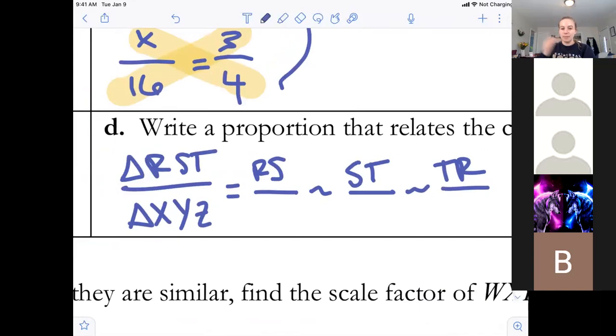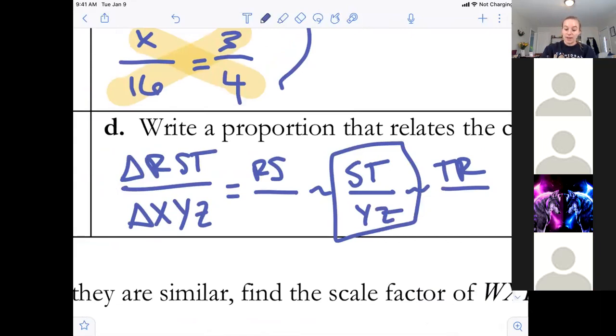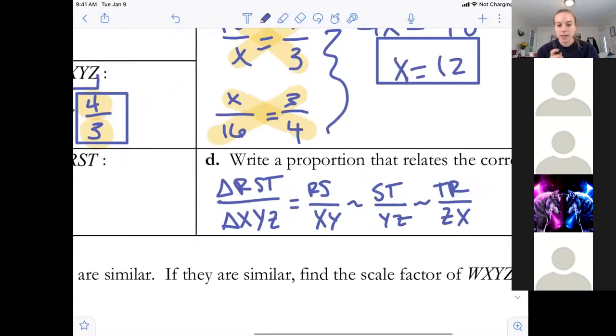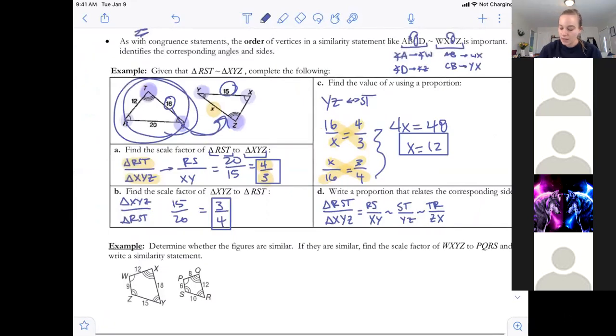So who can help me? What should I put under ST? What goes with that? Oh, I jumped to ST. That's what I said. YZ. But I just went out of order. That was crazy. Thank you, Megan. YZ. What about RS? What goes with the first one? XY. Good. And then what about the last one, TR? ZX. Very good. Thank you, guys. Okay, not too bad. It's just important to know what goes with what goes where, set up a proportion, and then we would solve. This one was just setting up letters, no solving needed.